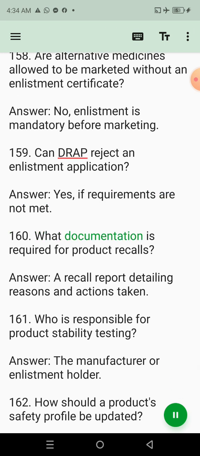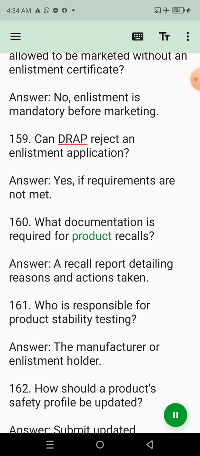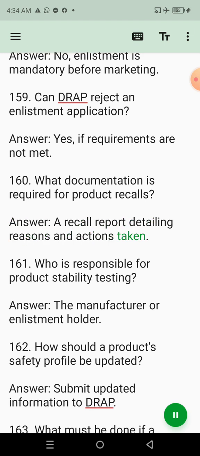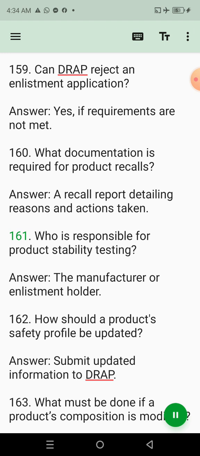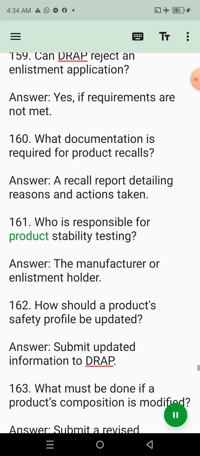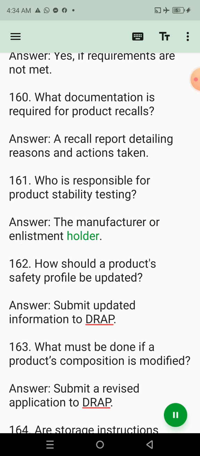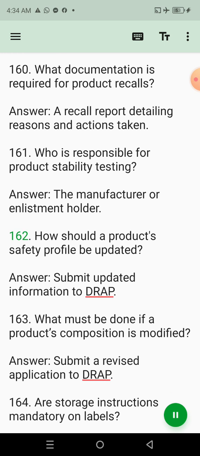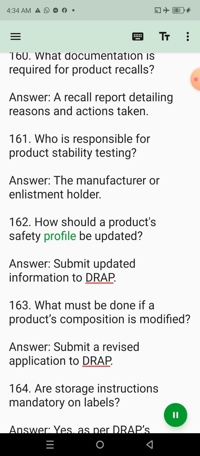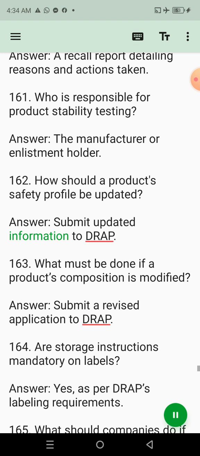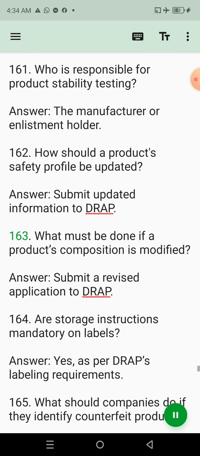160. What documentation is required for product recalls? Answer: a recall report detailing reasons and actions taken. 161. Who is responsible for product stability testing? Answer: the manufacturer or enlistment holder. 162. How should a product's safety profile be updated? Answer: submit updated information to DRAP.